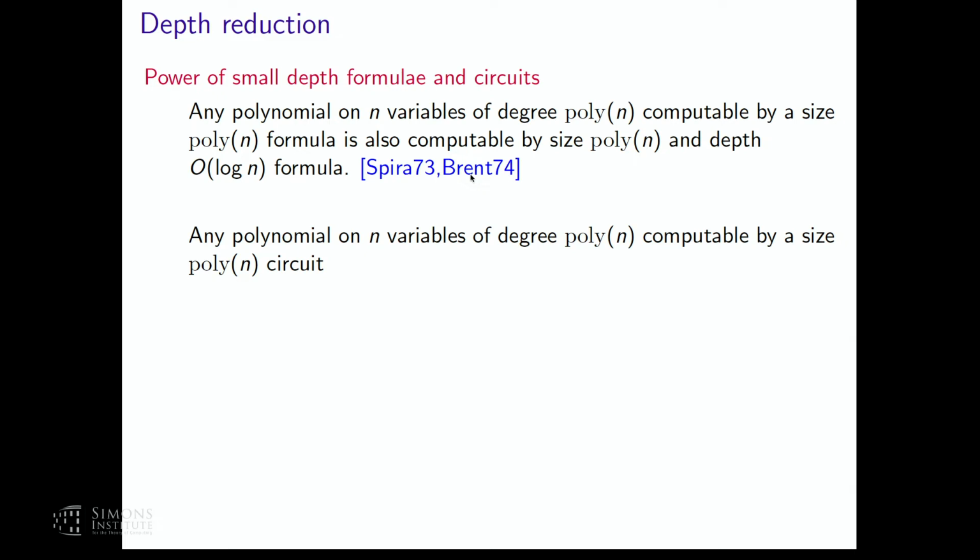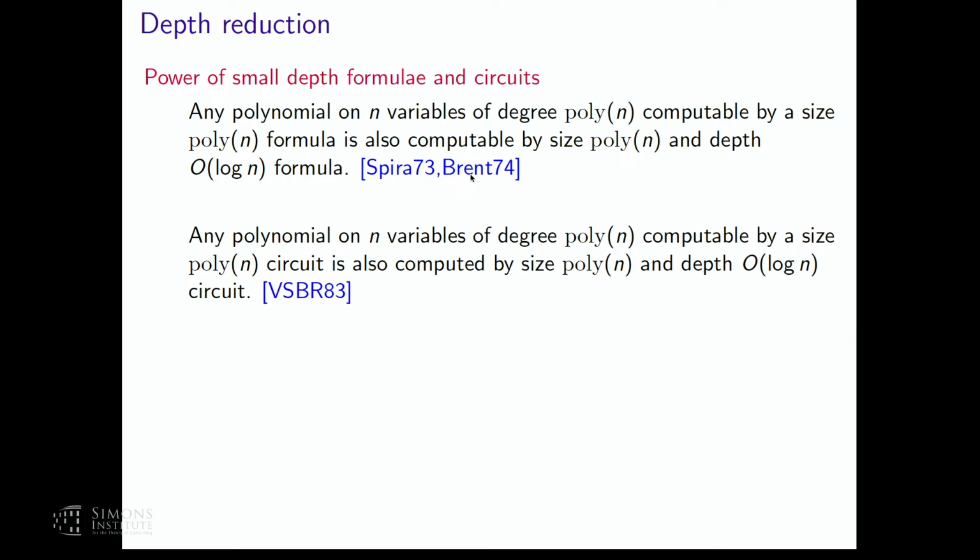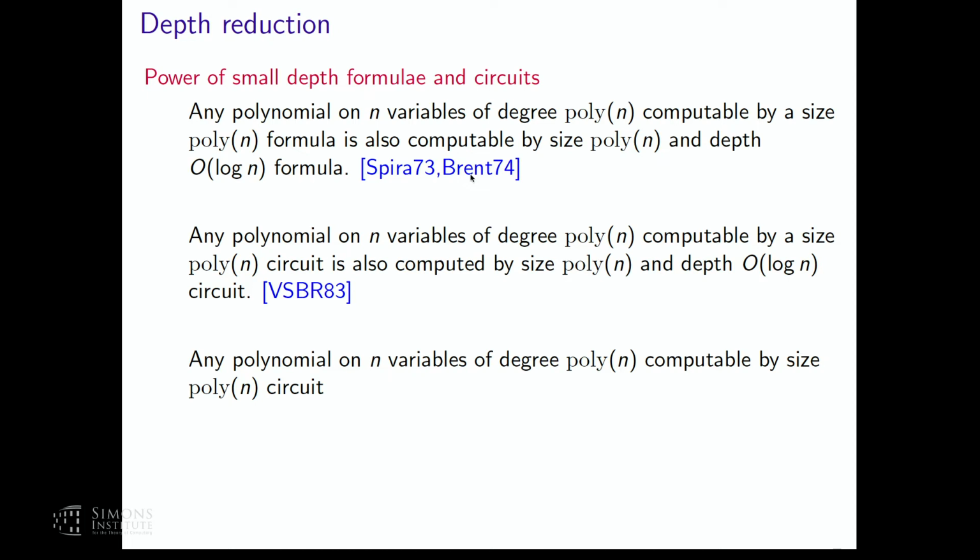Similarly, any polynomial on n variables of degree poly n computable by size s and poly n circuits is also computable by size poly n and log depth circuits. This is a result of Valiant, Skyum, Berkowitz and Rackoff. And any polynomial on n variables, so this is a more recent result, squeezes it down to depth 4. The second result is unbounded fan-in for addition, right? Yes. To go to log depth, you require that the AND fan-in is unbounded, otherwise you get depth log squared.